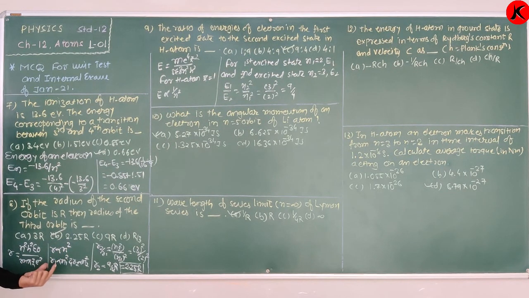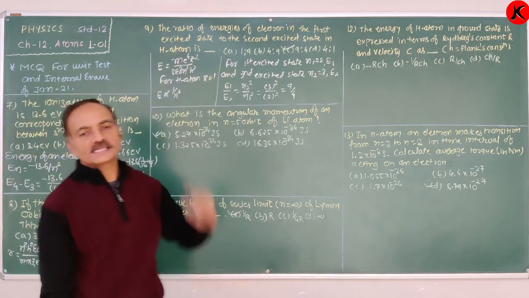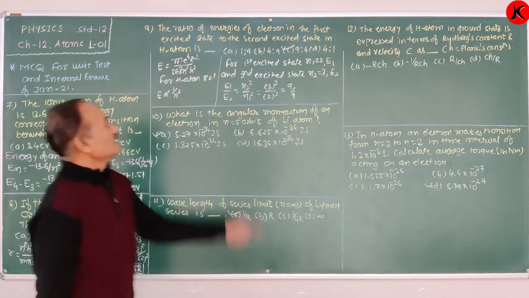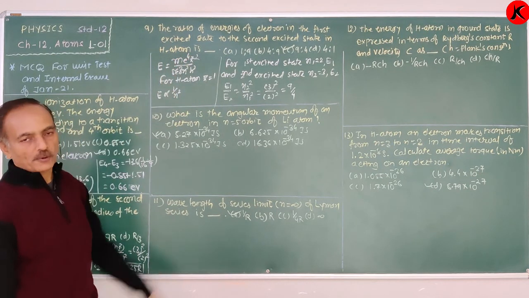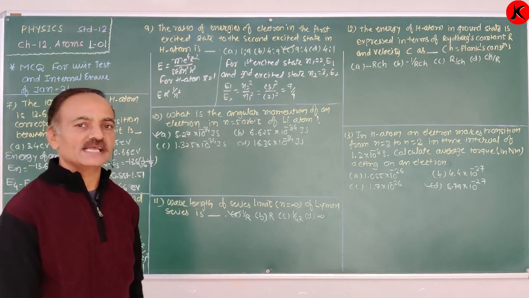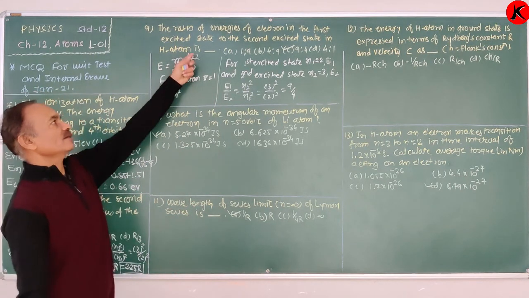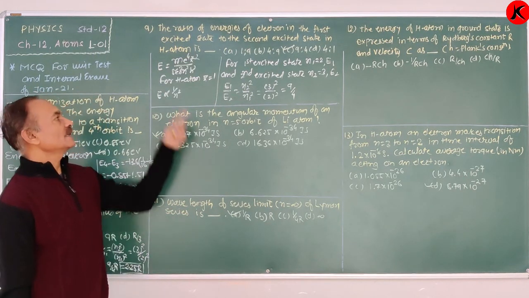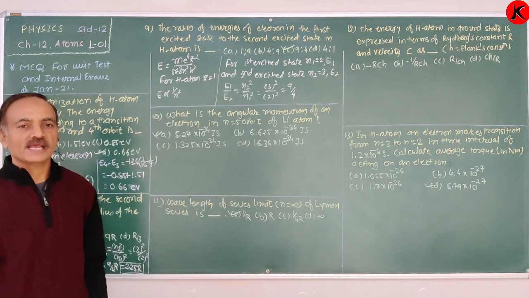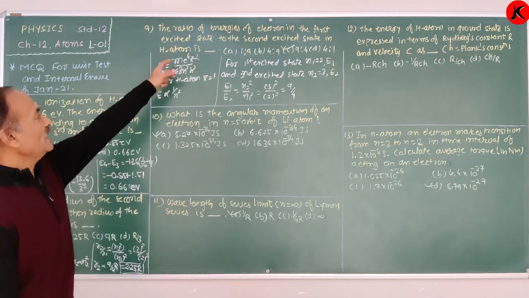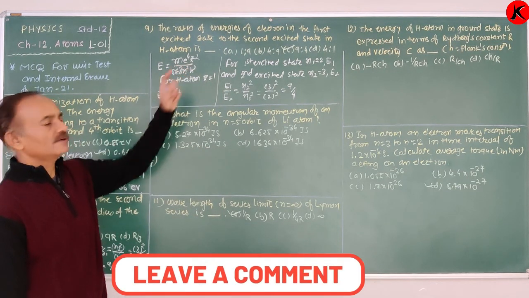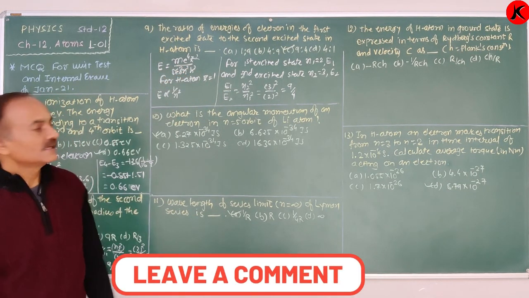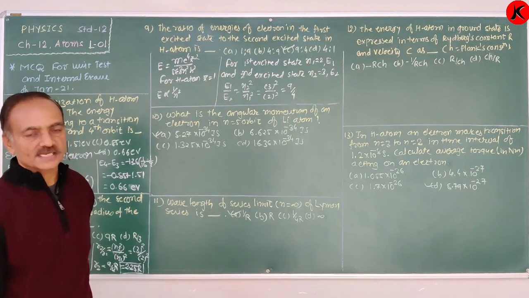Here, in the equation of the radius, we use r proportional to n square. Here we are using the equation of energy. Equation of energy is equal to m e to the 4 z square upon 8 epsilon 0 square n square h square. For hydrogen atom, z is equal to 1. Therefore, E is proportional to 1 upon n square. Remaining terms are constant: m, e, 8, epsilon 0, h, all are constant. Therefore, energy is proportional to 1 upon n square.